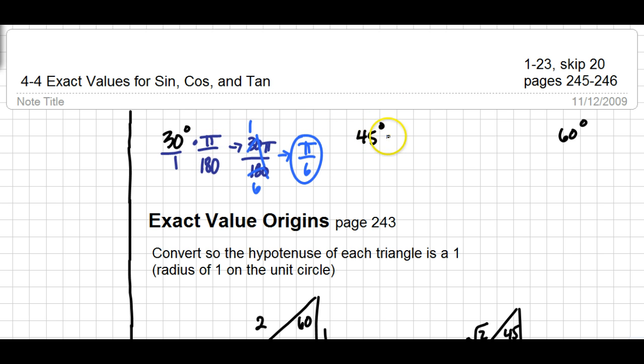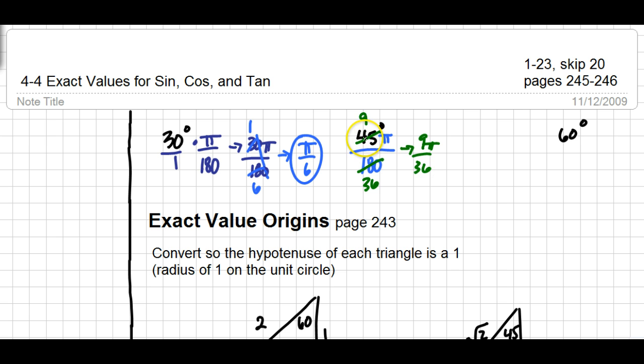Similarly, if we're converting 45 degrees into radians, we would simply multiply by pi over 180. If you multiply by pi over 180, you just get 45 pi over 180. For reducing here, both of these numbers end in a 5 or a 0, so that means 5 is a common factor. 5 goes into 45 9 times, and 5 goes into 180 36 times. So now I'm left with 9 pi over 36.